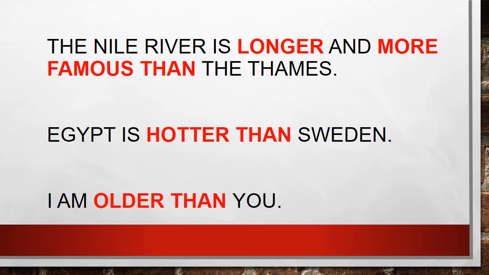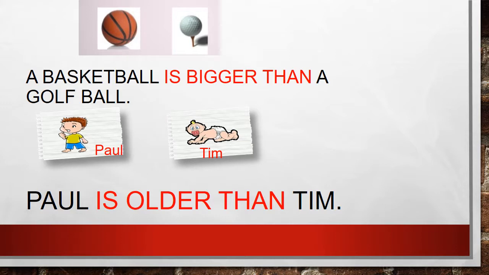The Nile River is longer and more famous than the Thames. Egypt is hotter than Sweden. I'm older than you. A basketball is bigger than a golf ball. And look at these pictures, Paul and Tim. Who is older? Paul is older than Tim. We can also say Tim is younger than Paul.